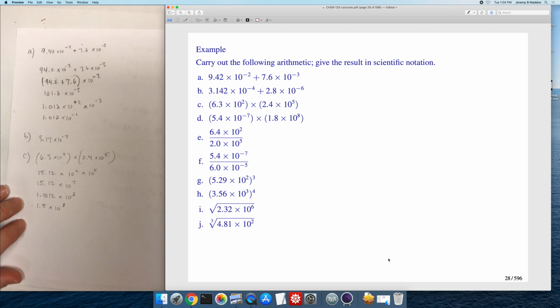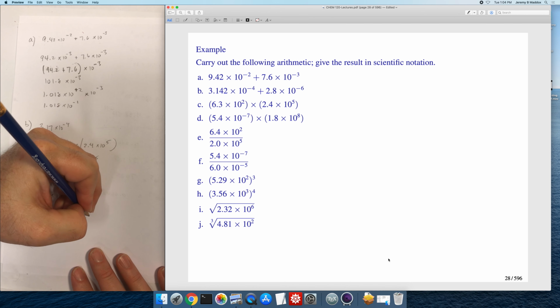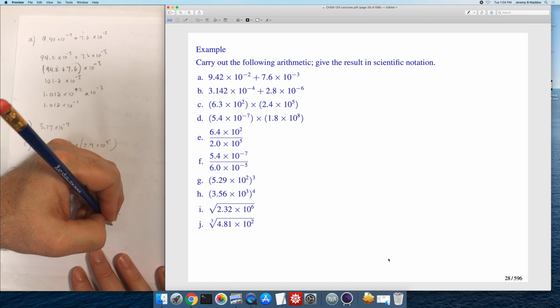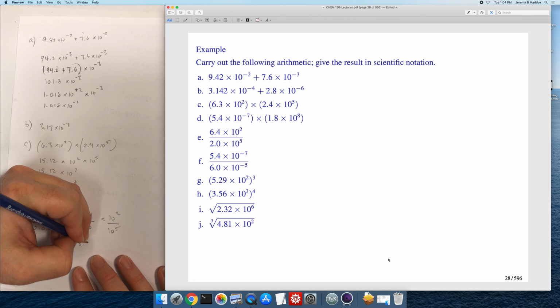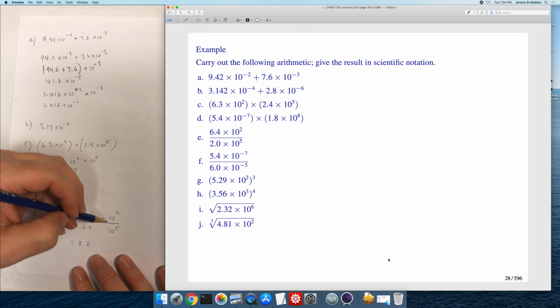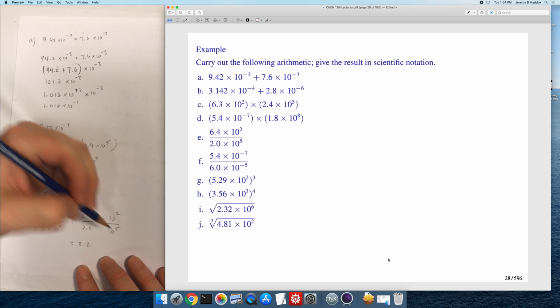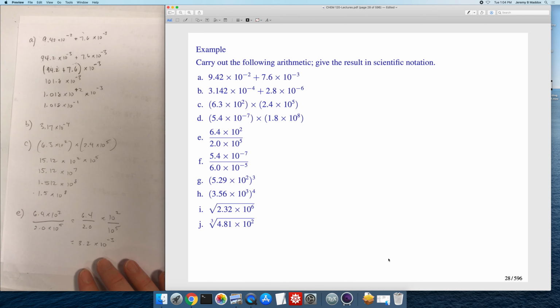And then I just wanted to point out part E, which is division. So we'll do 6.4 times 10 to the 2 divided by 2.0 times 10 to the 5th. That would be 6.4 divided by 2.0 times 10 to the 2 divided by 10 to the 5th. This is going to give us 3.2 for the significand. And then for the powers of 10, it's going to be 10 to the 2 minus 5. So we're going to wind up with 10 times 10 to the minus 3 as the answer there.